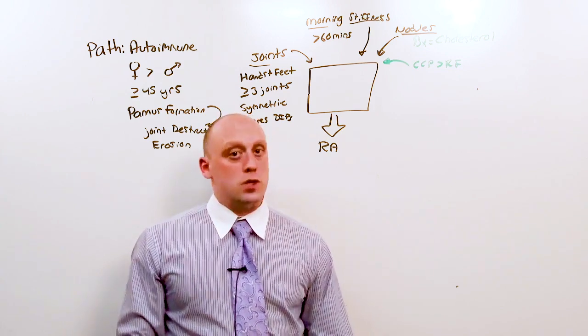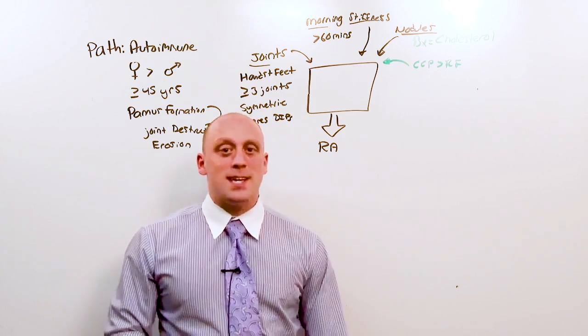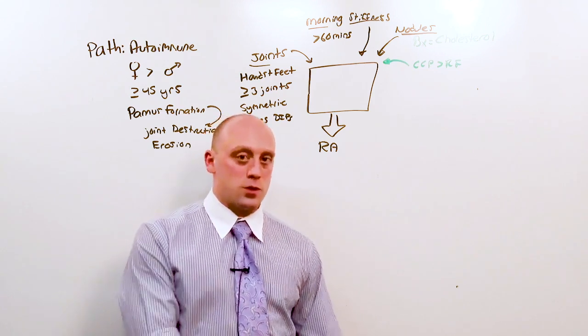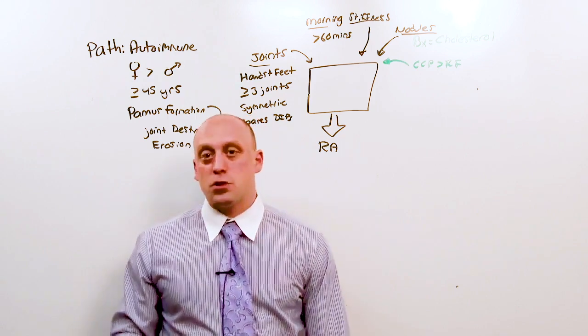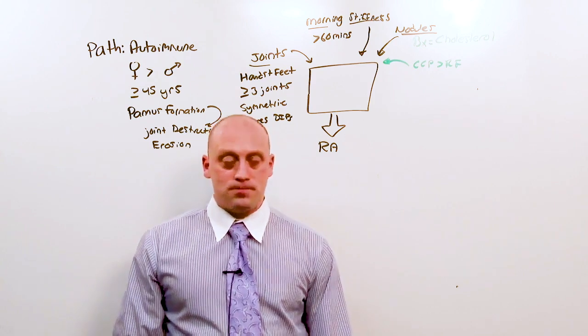But the way you should use this is if you get both tests and one of them is positive, it counts for the disease. CCP, more expensive, more specific. Rheumatoid factor, cheaper, more sensitive. Either one counts for the diagnosis.